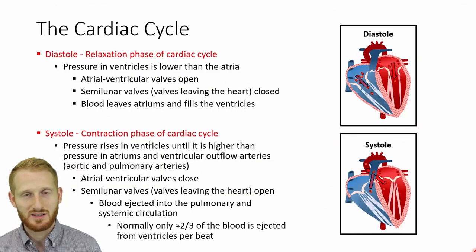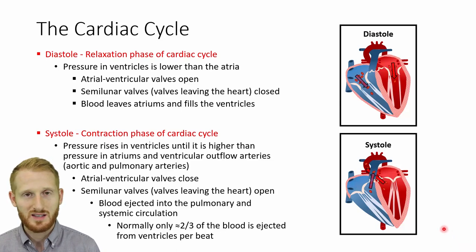So part one was all about the anatomy of the heart, essentially. Part two was how cardiac output, heart rate, and stroke volume interact and what determines the values for those. And part three here is going to be a lot about blood pressure and how blood flow works in the body. All right, so first let's talk about the cardiac cycle quickly.